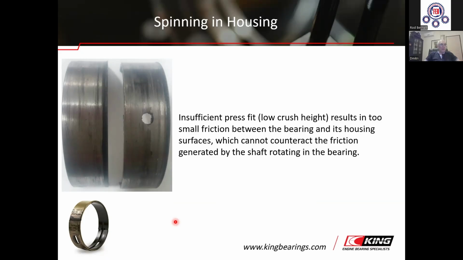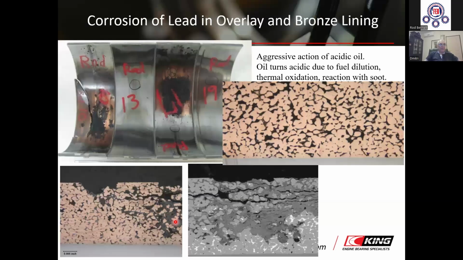The friction force between the back and housing is determined by the press fit of the bearing in the housing. The parameter determining the press fit is called crush height. If the press fit is too low, the bearing spins. And of course, this is a catastrophic failure.